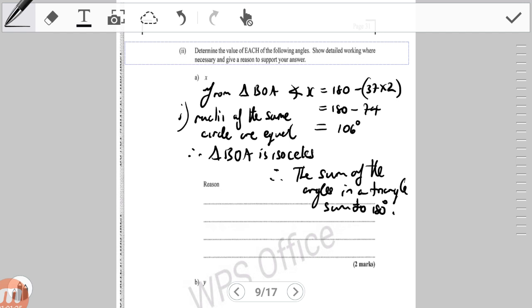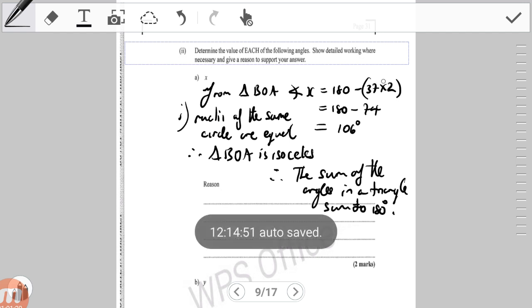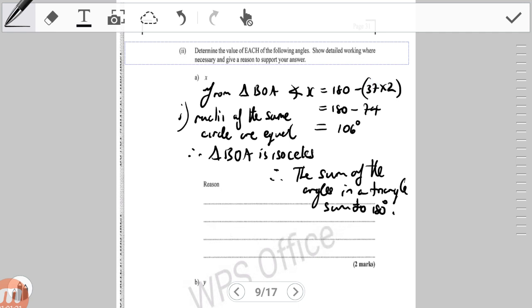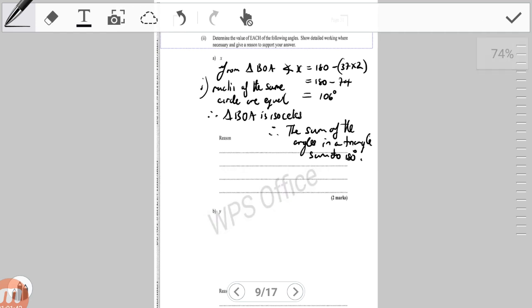sums to 180 degrees. All right, so this statement here is the reason why we said 37 times 2, because the radii are equal, and this statement down here is the reason why we subtracted the 74 from the 180 to get 106 degrees. So that is one or two of the reasons that we could use to get that angle. That was the angle marked X.